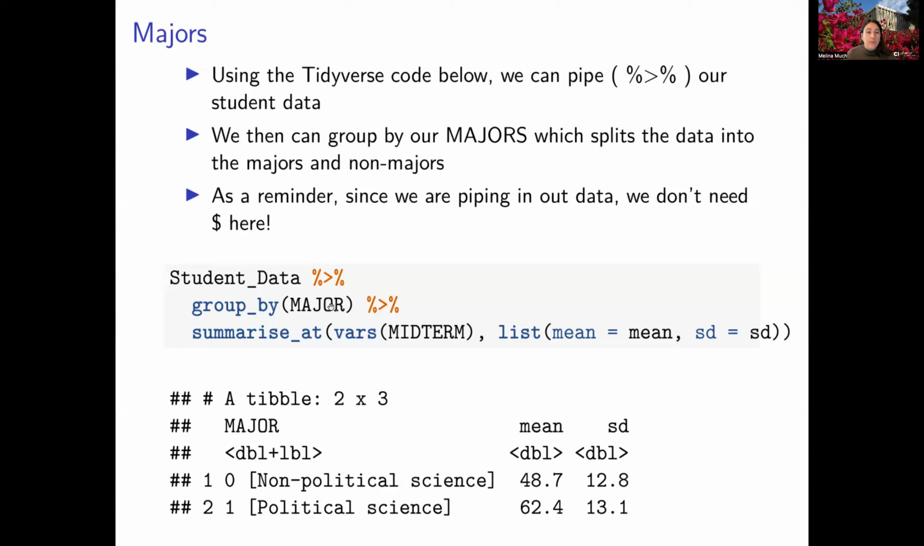So we are going to be piping in the student data and grouping by major, because we want to find the averages for each major group. Remember, major is 0 and 1 binary. If you are a 1, you're a major of political science.